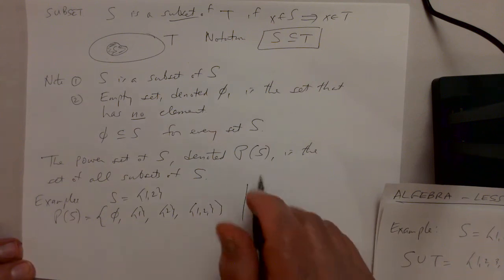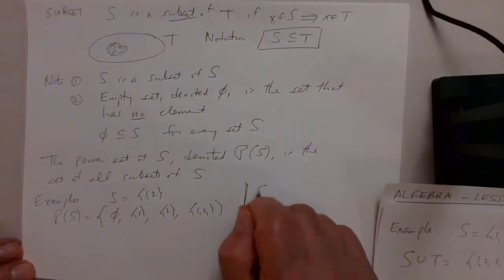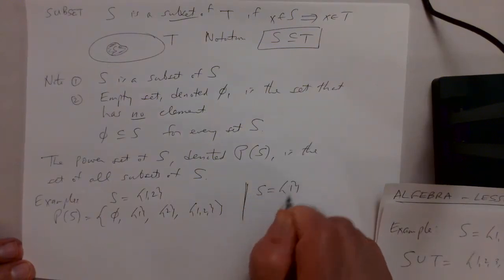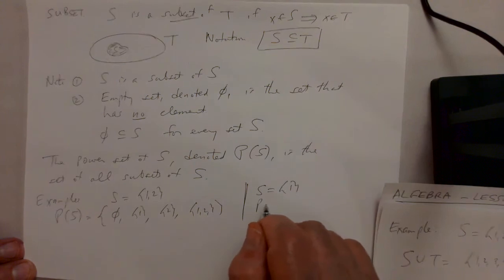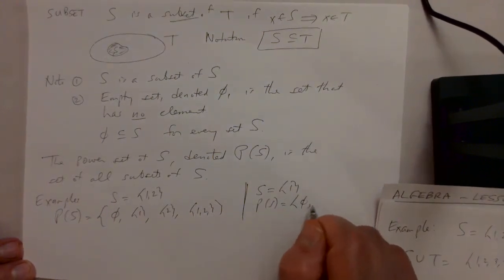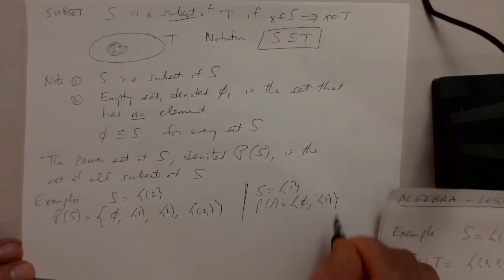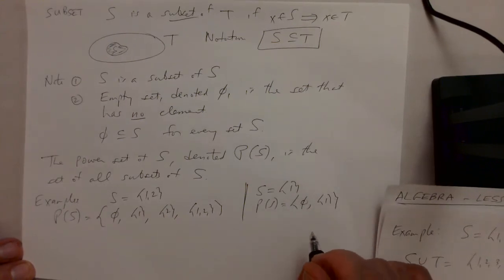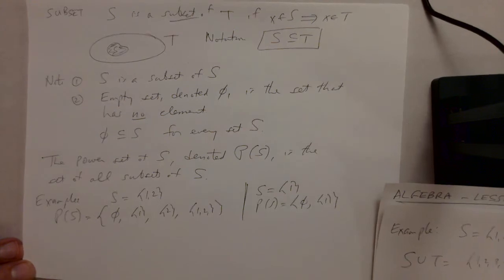Actually, I should have taken an even easier example. If S is just the set that contains the number 1, the power set of S has 2 elements, the empty set and the set itself. Let's look at a harder example.